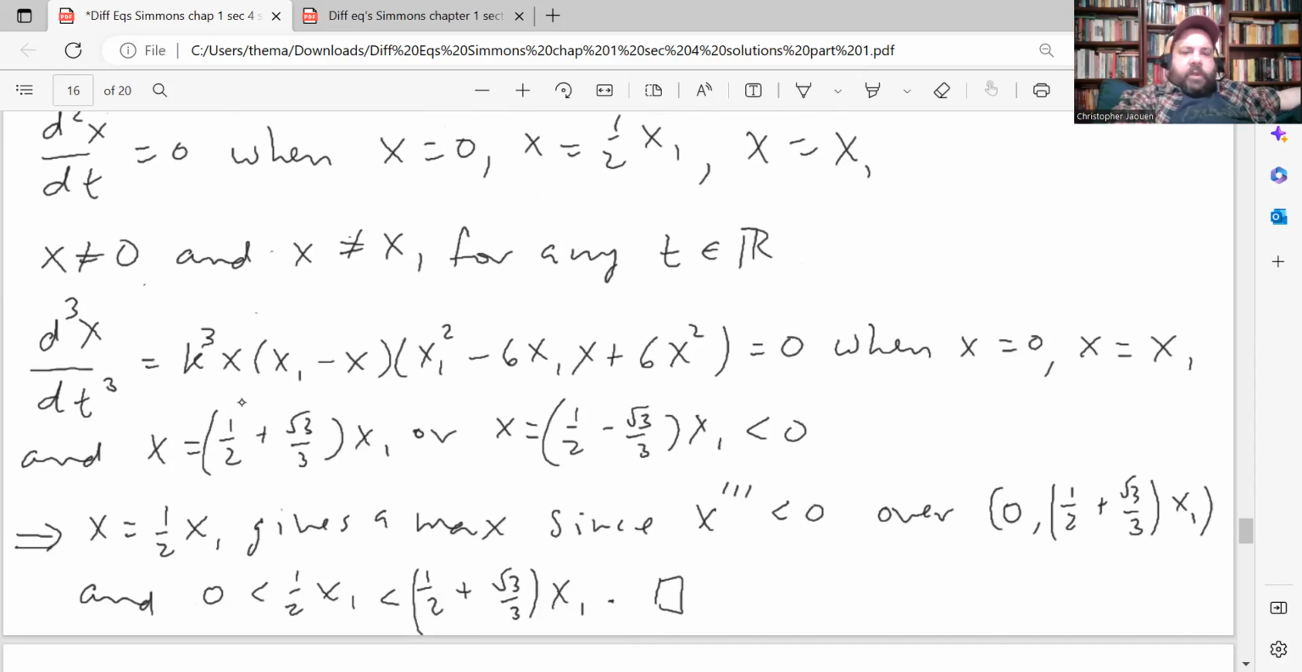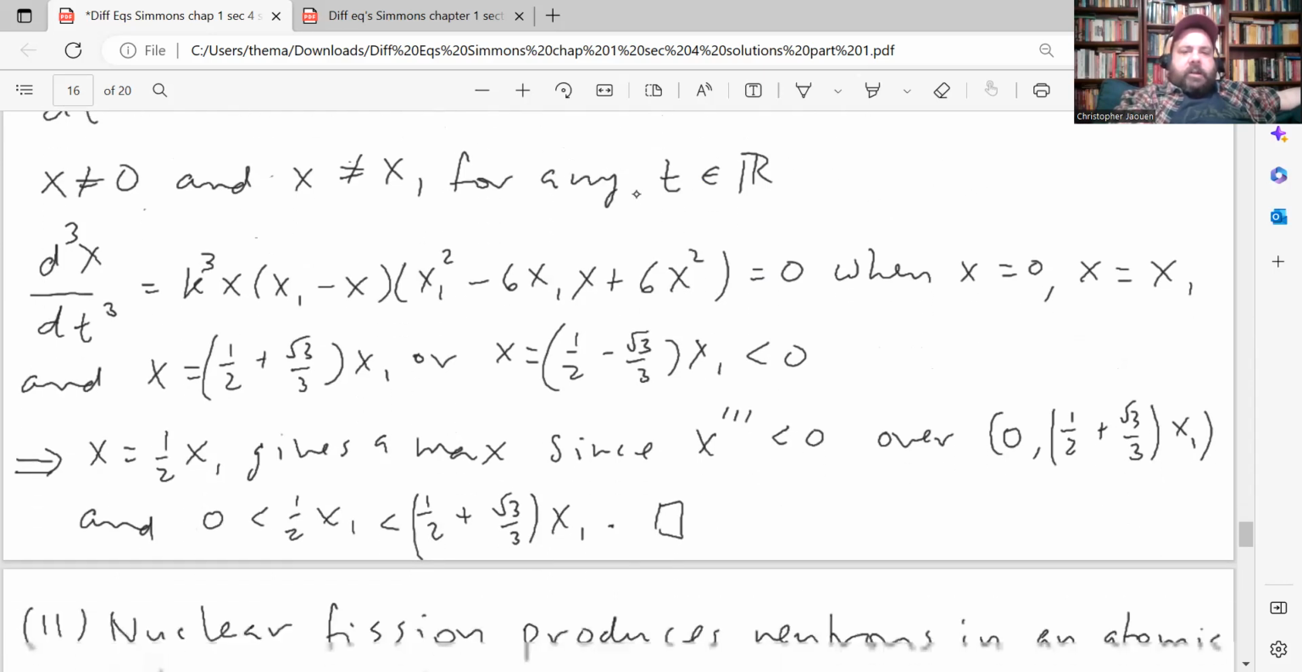If we solve for when the third derivative is 0, that happens when x is 0 and when x is x1. Remember, those weren't possibilities for critical numbers up here. And if you notice, the third derivative is negative for all x values between 0 and 1/2 plus √3 over 3 x1. That's what I'm doing over here. And notice that 1/2 x1 is less than 1/2 plus radical 3 over 3 x1. And that means that gives a maximizing value by the second derivative test, right?